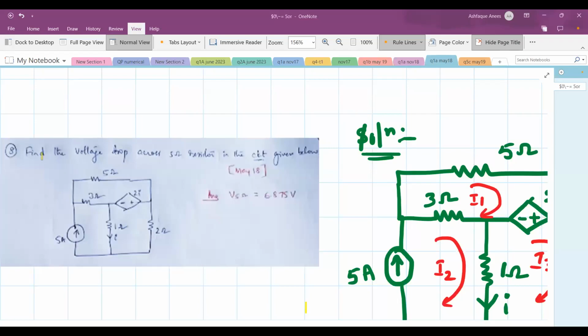Next, we'll move on to the next sum. Find the voltage drop across the 5 ohm resistor in the given circuit. So this is a 5 ohm resistor. In this 5 ohm resistor, what is the current? Sorry, what is the voltage drop? We need to find it out.